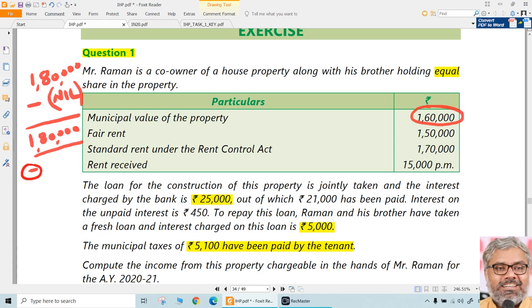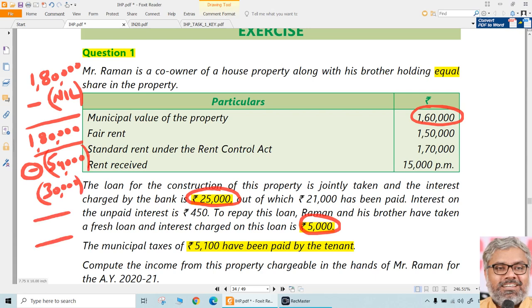From that 24A is available. So 1,80,000 into 30% means how much? 54,000 can be claimed as deduction under 24A. How much can be claimed as deduction under 24B? Only these two, 25,000 and 5,000. 450 cannot be claimed and the amount paid is irrelevant. So 30,000 can be claimed as deduction. That is put together, joint loan only. So for both of them put together, this is the amount of deduction, 54 and 30.